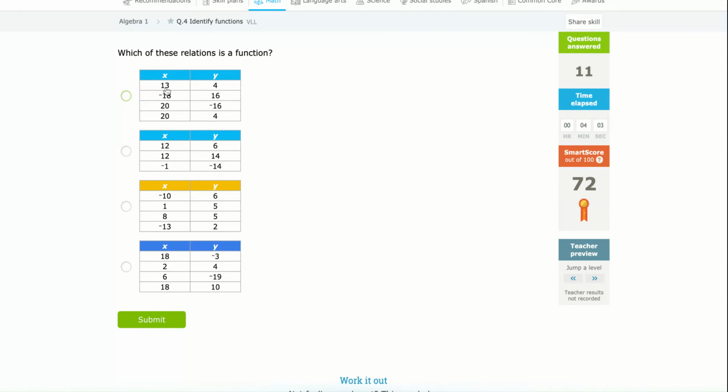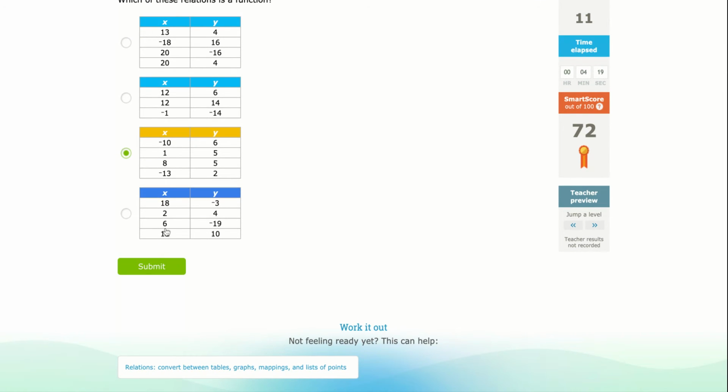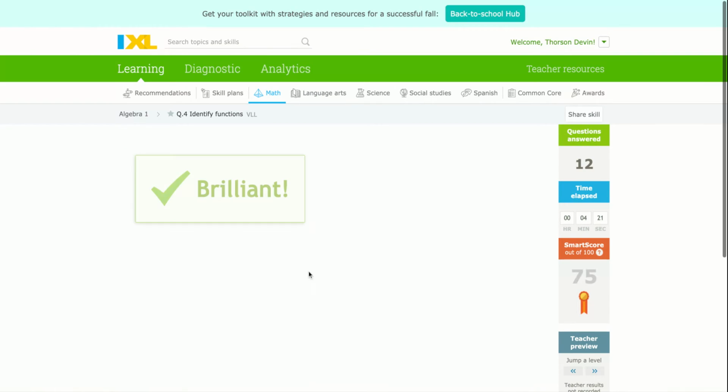Again, looking at the x values, I see a repetition in 20, so that's not a function because it goes to different y's. See a repetition in x, it's not a function. I don't see any repetition in x. Every x is unique, so that's a function. I see a repetition in x, that's not a function.